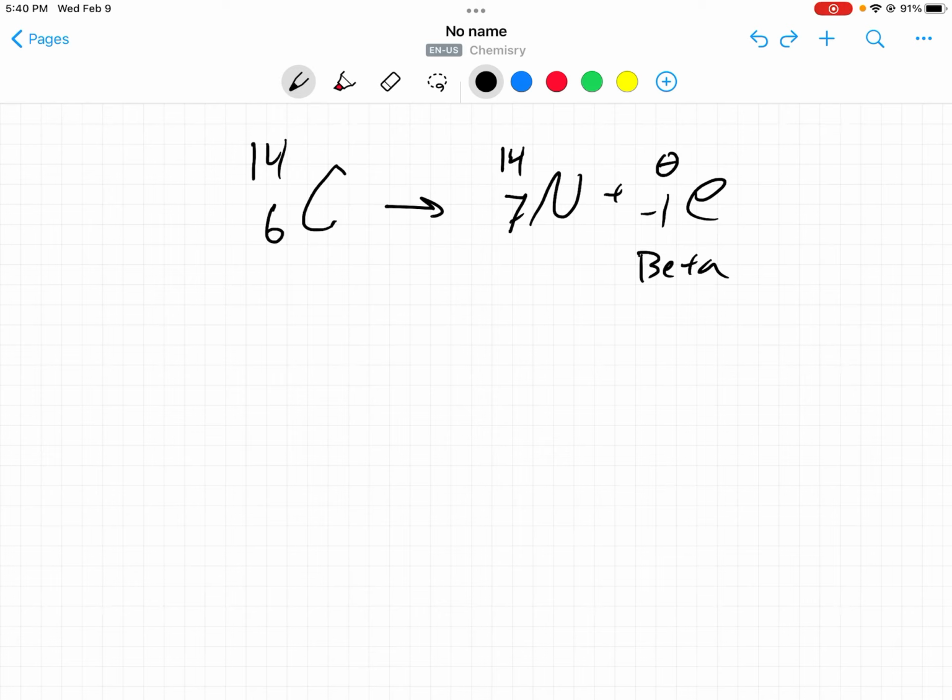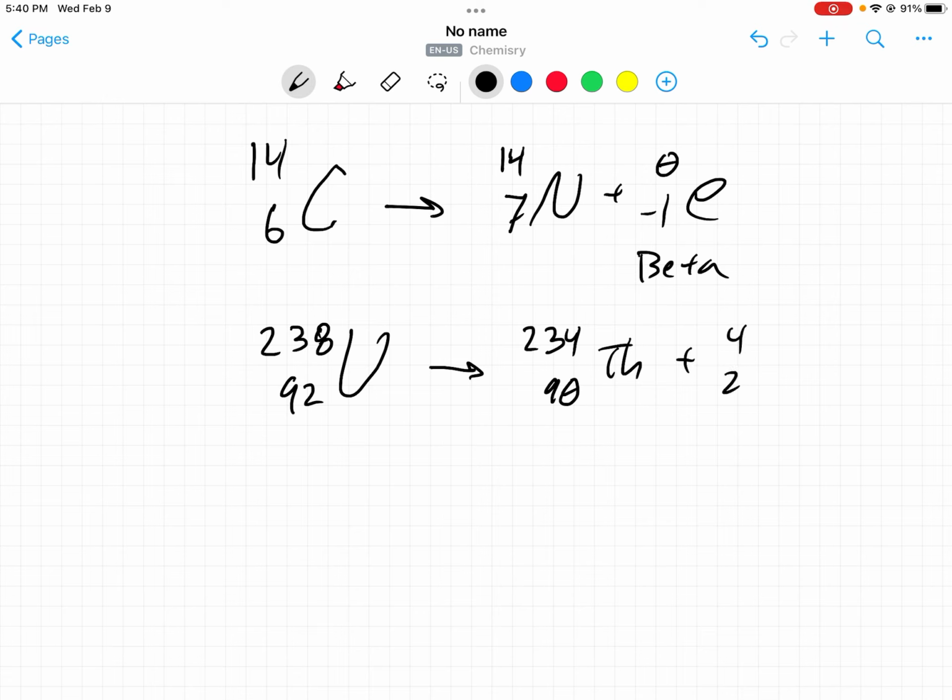Alpha decay is very much the same. But alpha decay usually has a very large particle breaking down and releasing what's called an alpha particle. So let's say it's uranium. Uranium is massive. Uranium can break down by releasing an alpha particle into something much smaller. And so in this case, an alpha particle is just helium. We call it that because it's the first one found.